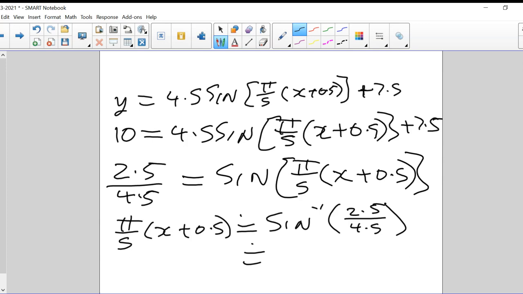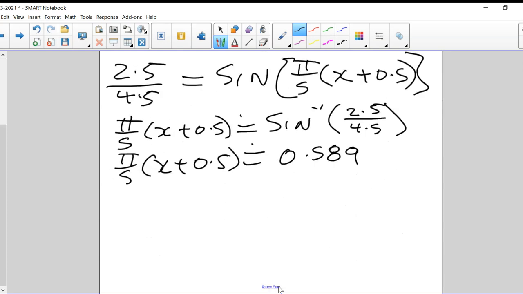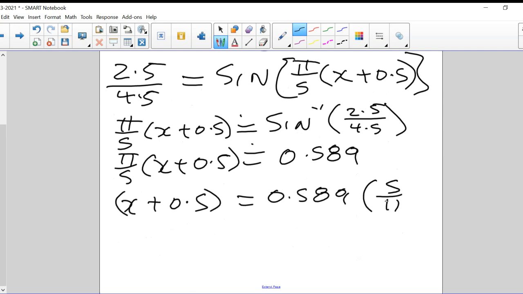Okay, so 0.589. Thank you very much. 0.589. So pi over 5 x plus 0.5 is equal to that. So we're going to do exactly the same thing. We're going to take x plus 0.5, I don't need the brackets anymore, is equal to 0.589 times 5 over pi.